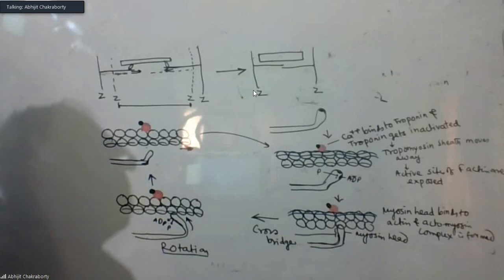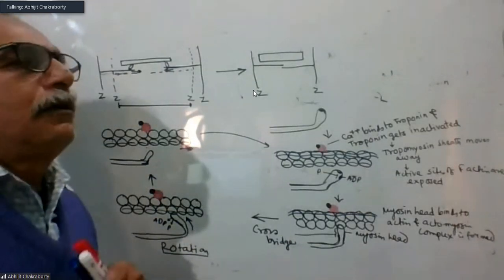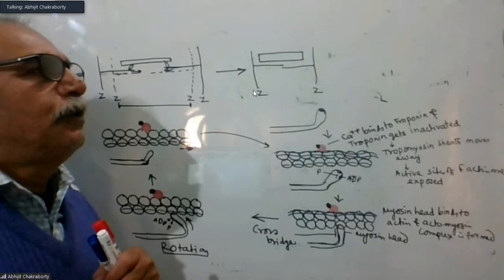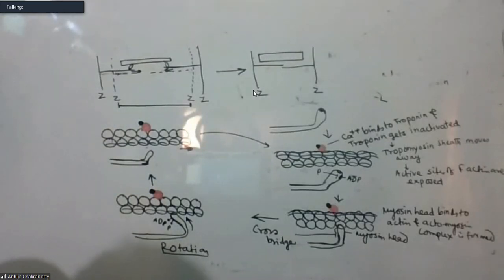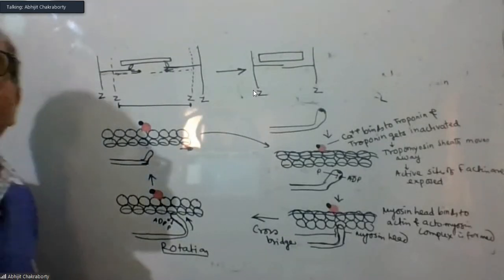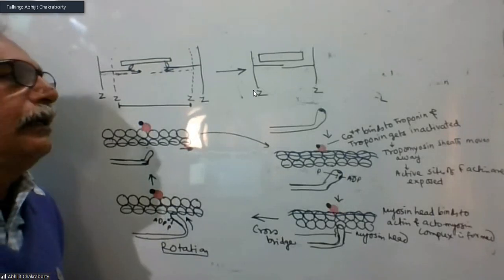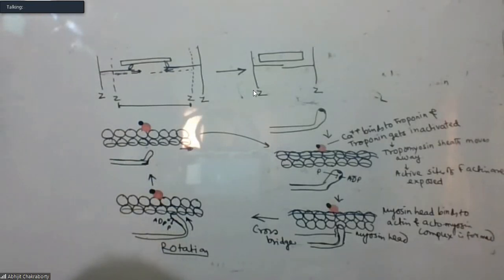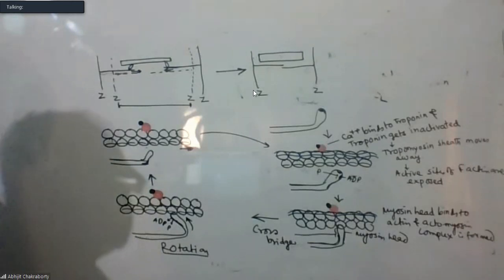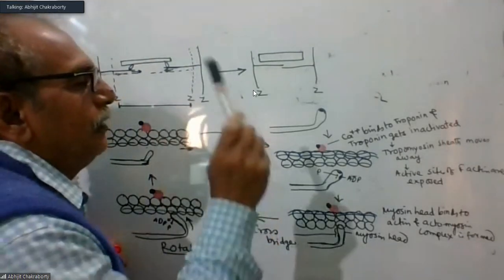Always, whenever the myosin head is pulling the actin, gradually it pulls towards the center. And that's why the length of sarcomere gradually decreases. This is the cause why the length of sarcomere gradually decreases. Is it clear? I am repeating it again.